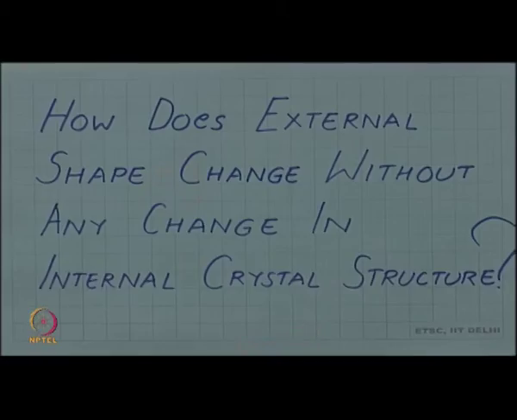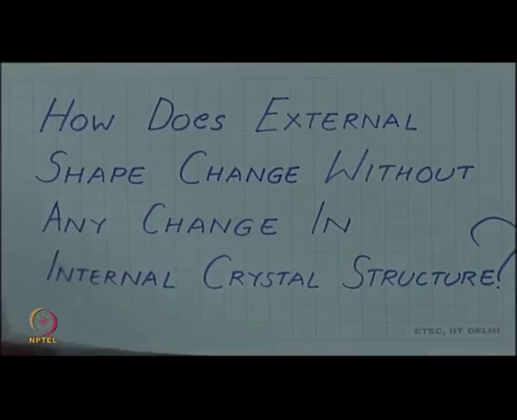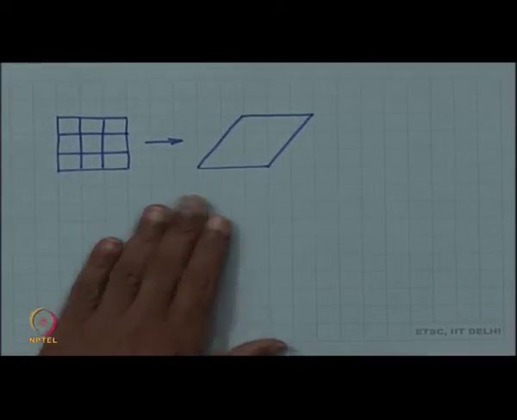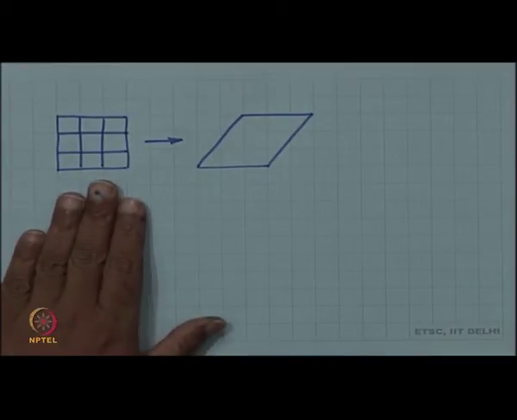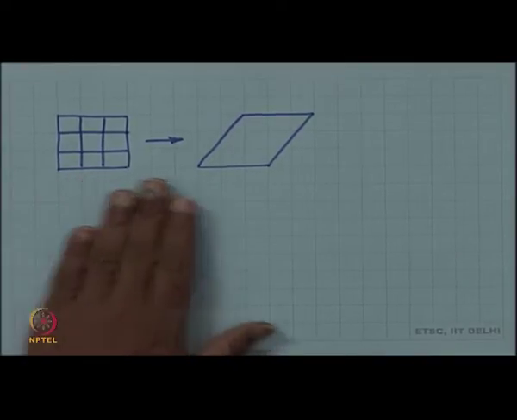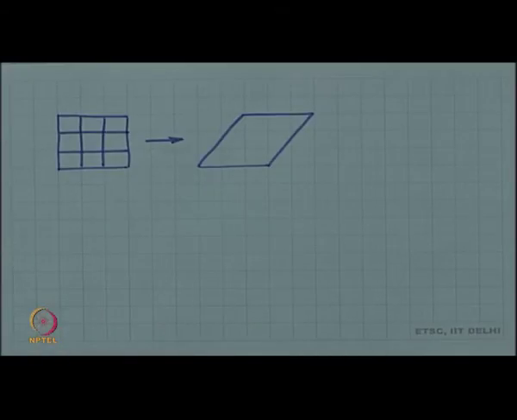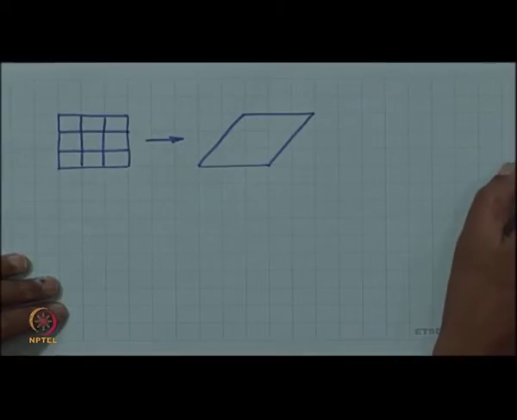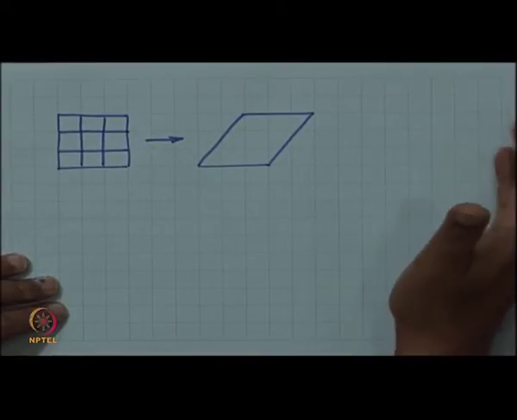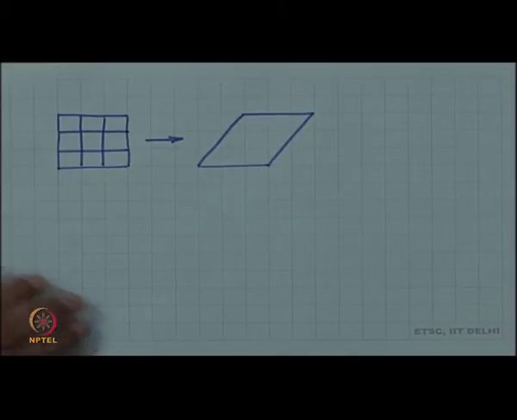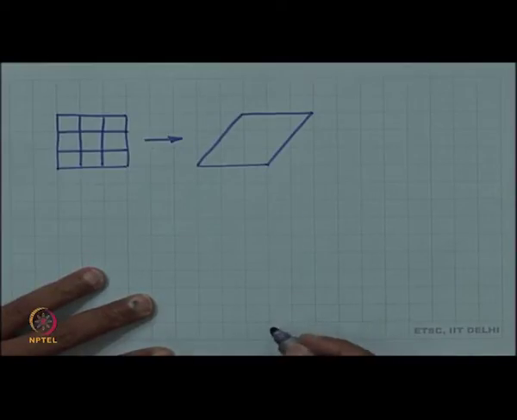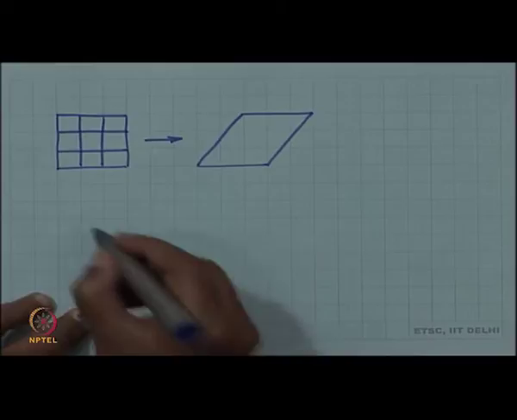So, this is the question, which is a sort of worrying question, because intuition tells us that if any external shape is changing, there should be some corresponding internal changes, but that internal change is not the change in the crystal structure. So, without change of crystal structure, how does the external shape change? People thought about it and various models were proposed. One particularly successful model is the model of slip.